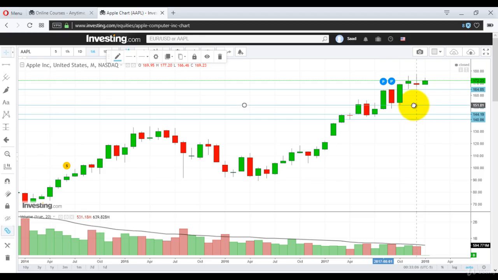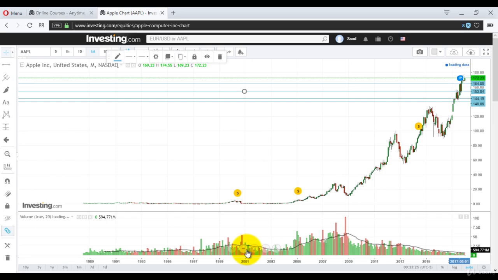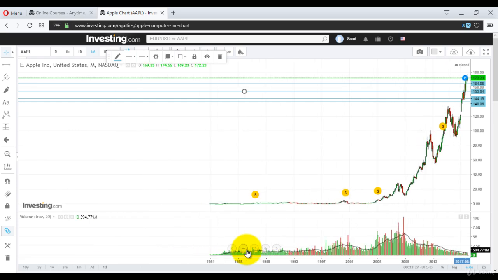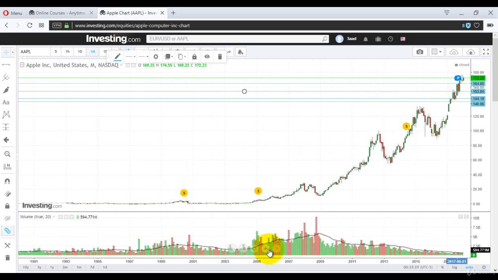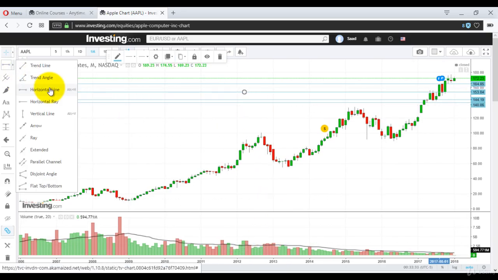Now, I have formed this line on this open, on this close, on this high. So if Apple falls from here, the first major support will be this, then this. Now let me zoom out to see if there are any further options. No, there are not. Now let me make more support and resistance lines.